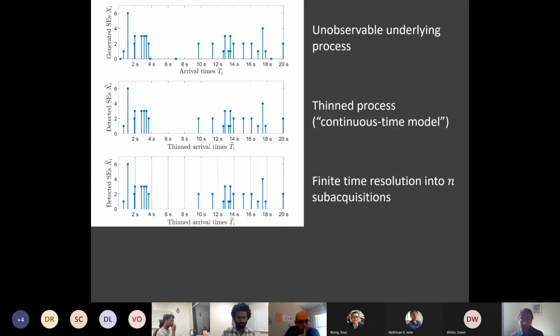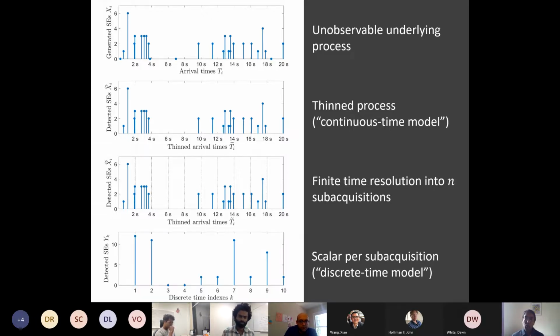Finite time resolution creates some number n of time slots. That's our definition of bringing discrete time resolution into this. And totaling each sub-acquisition gives then one scalar per sub-acquisition, and that's what we call our discrete time model.